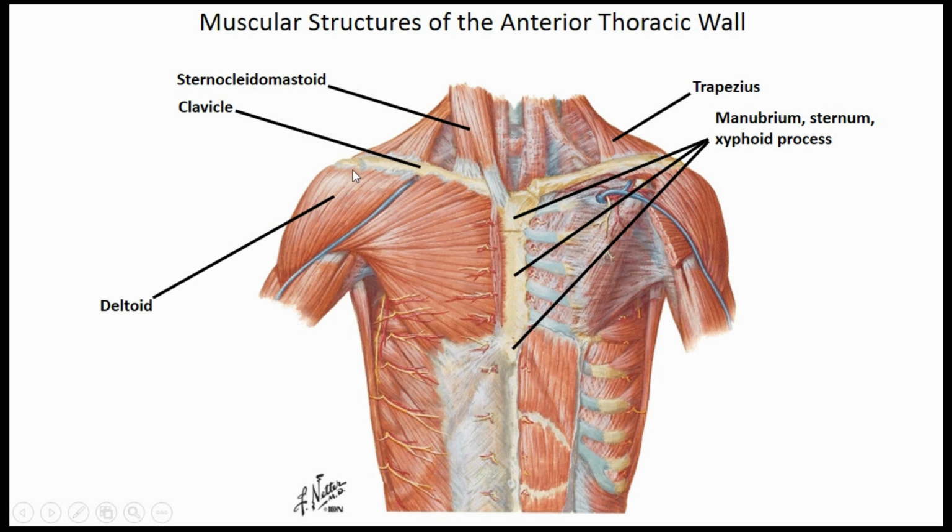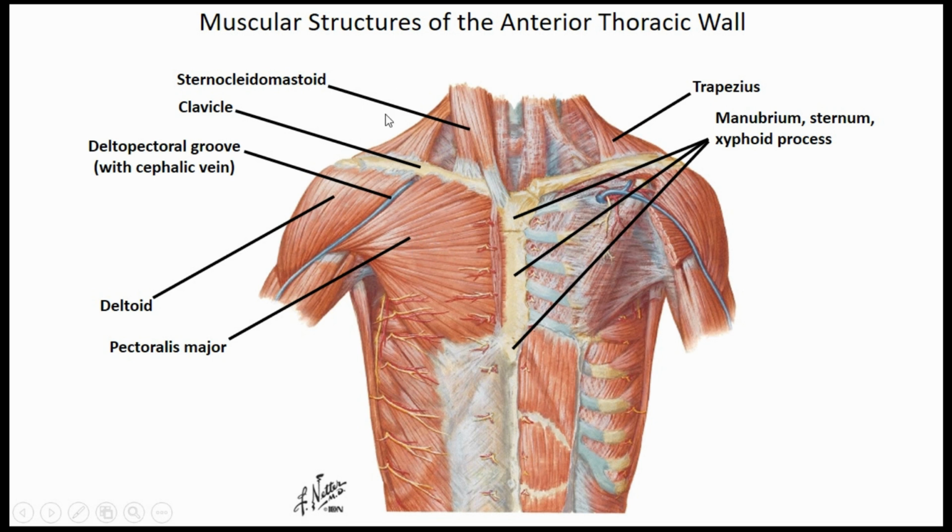The deltoid muscle is extending from the clavicle, the acromion, the spine of the scapula to the deltoid tuberosity of the humerus, and the pectoralis major. Its clavicular head here and its sternocostal head, sometimes called sternocostal abdominal head, is fanning out from all those structures to reach the intertubercular sulcus. Right there, deltopectoral groove with our cephalic vein, right there between the two.